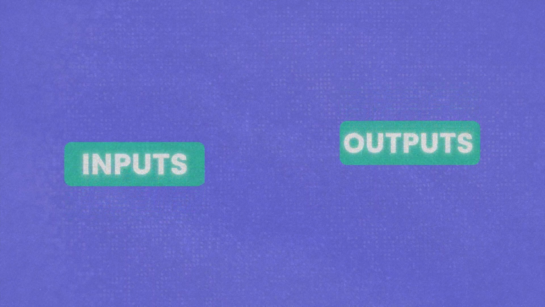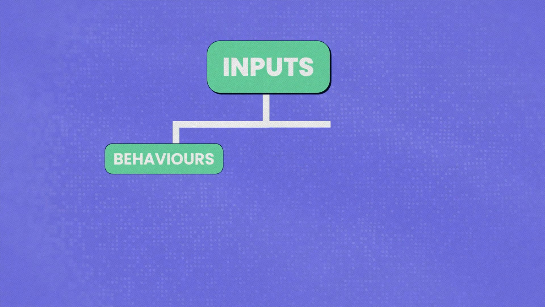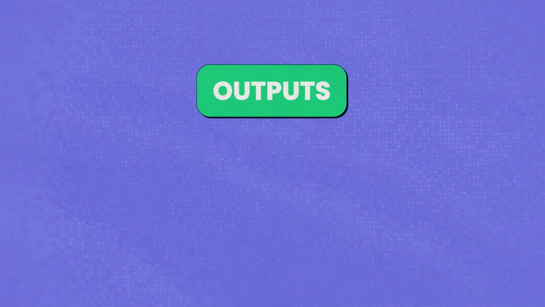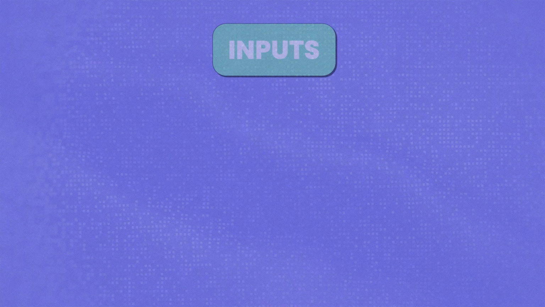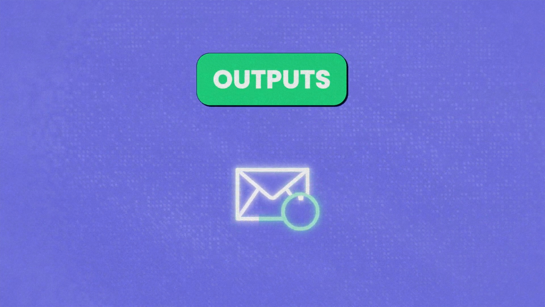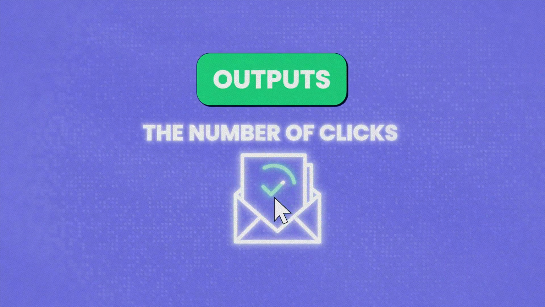But in order to do that, I need to very quickly explain the concept of inputs and outputs. So what are they? Inputs are the behaviors, the actions that you're doing in order to achieve a result. And the outputs are the results of that input. So for example, let's say that you are doing email marketing. So the input could be the number of emails that you've sent. And the output, depending on the campaign, could be the number of clicks or the calls that you booked as a result of that campaign.